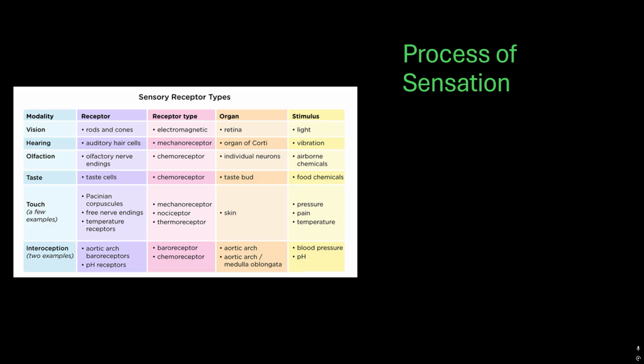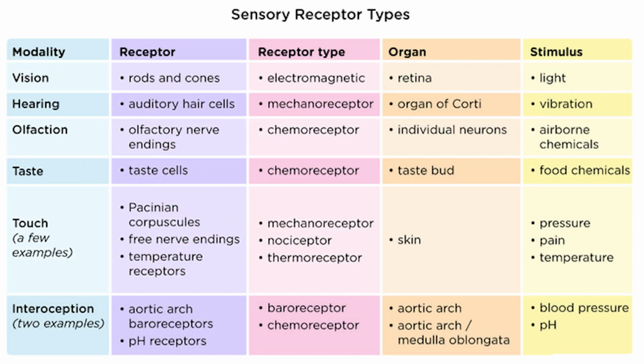Have a look at this really interesting table, which is a breakdown of our sensory receptor types. We've got the modality, things such as vision. The receptors are our rods and cones within our eyes, and the receptor type is electromagnetic. The organ itself is the retina, and the stimulus is light. So you can see how it's broken down between the modality, receptor type, the organ, and the stimulus.